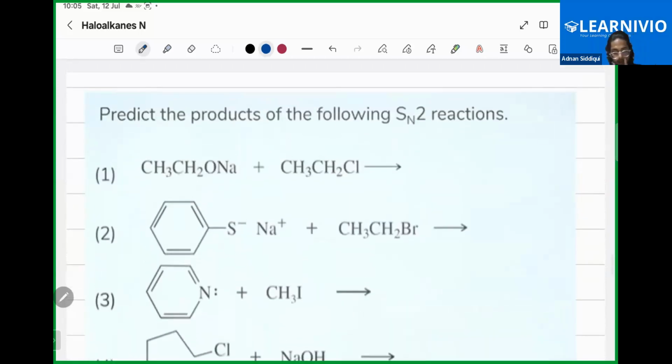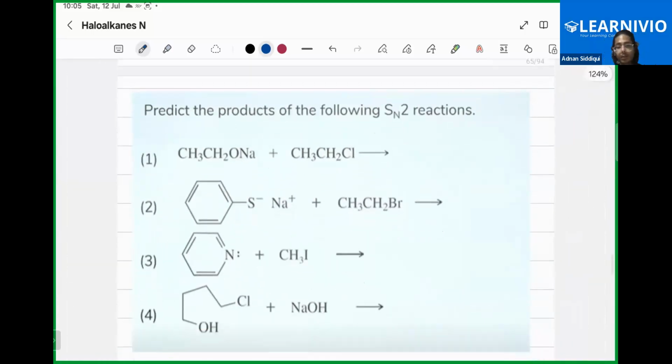Now let us talk about this. Predict the product of the following SN2 reaction. These are SN2 reactions. You have to tell the product. So simply, what you will observe, this O negative will attack and remove the Cl and give you the simple inverted product. Walden inversion, right? O will attack like this. Similarly here, it will attack in this manner and give you the product. Ph means this phenyl.